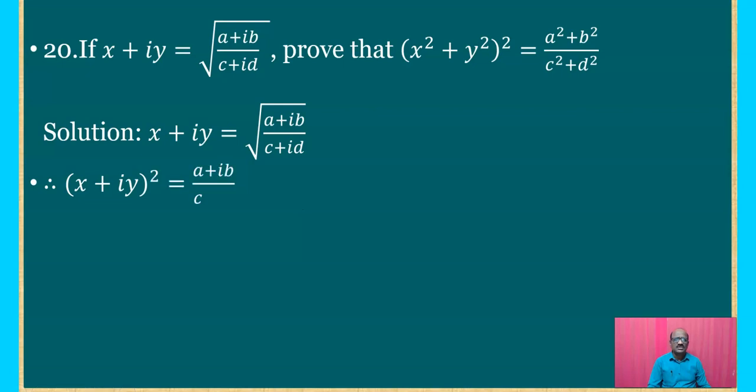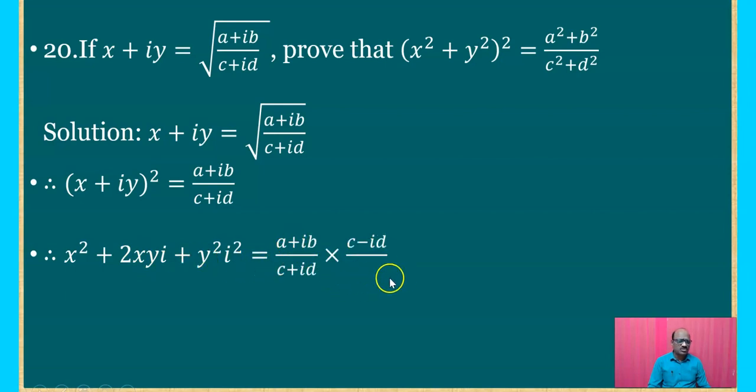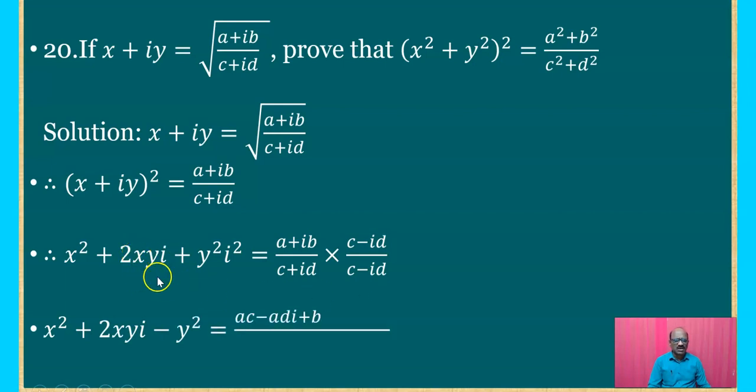Squaring on both sides. (x plus iy) bracket square is equals to a plus ib upon c plus id. x square plus 2xyi plus y square i square, multiplied with the conjugate of the denominator c plus id. Its conjugate is c minus id. Then simplify it. x square plus 2xyi, i square is minus 1. Therefore, it is x square minus y square. What about here? The multiplication of a plus ib into c minus id.